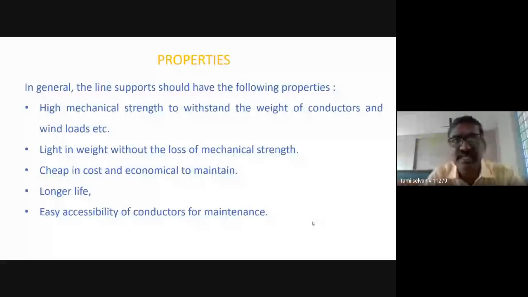Okay, we'll see what the important parts of our transmission tower are. So we will have the cross arm, the boom, the cage, the tower body, the legs, and the stubs. Like this, we'll have the various parts in our transmission towers.